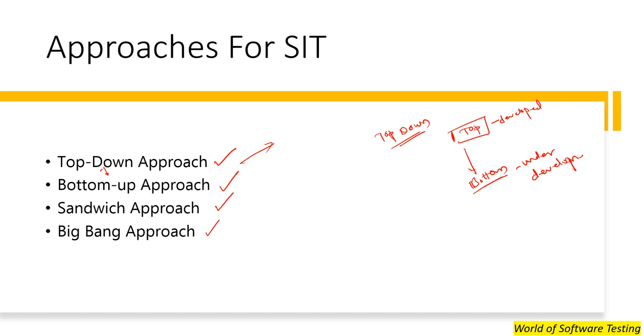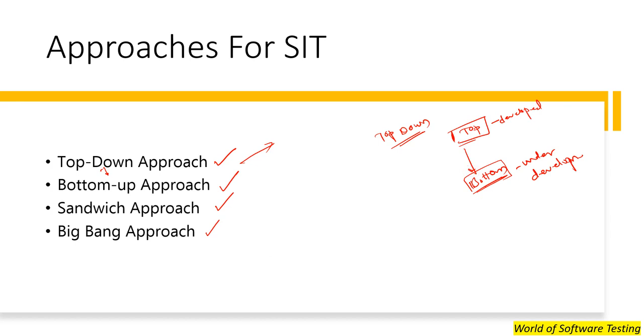We have already covered these approaches in more detail in our previous lectures. If you have not watched them, you can go back to our playlist and watch them completely. We have also covered the concept of drivers and stubs in these approaches, so you can watch them. Here in the top-down approach, the top modules are developed first, and the bottom modules are under development. Once the top level modules are developed, those are tested first, and then gradually progressing incrementally to the lower level modules.